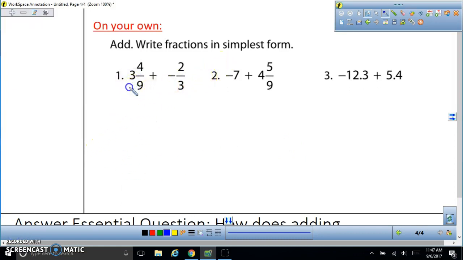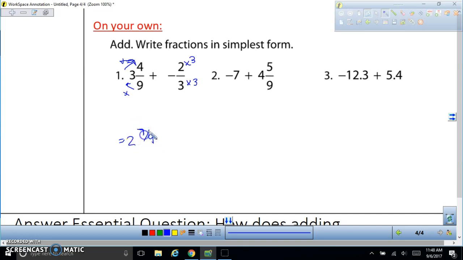I appreciate it. You should have changed this into an improper fraction by multiplying and then adding. Okay. And then you had a positive times a negative, and you should change this one to out of the denominator of 9, so multiplied by 3. Okay, and then you're looking at your numerators with the denominator of 9, and after you simplified all of that, you should get 2 7/9.